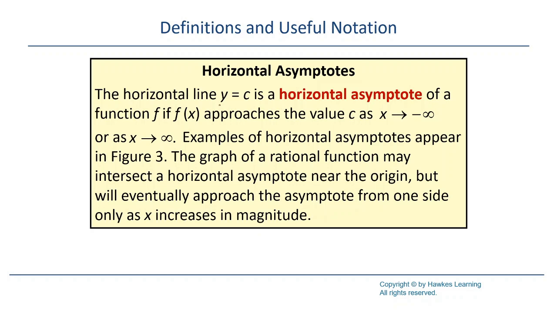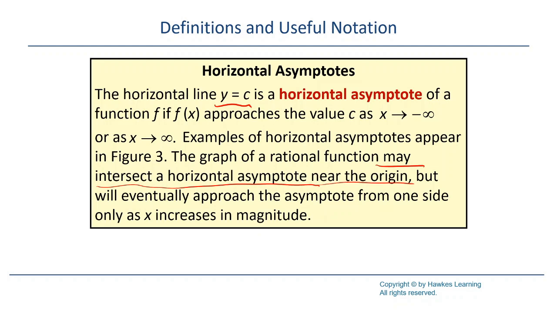Horizontal asymptotes are y equals a number. Horizontal asymptotes are a little bit different. They act more as guides, and the graph of a rational function may intersect a horizontal asymptote, more specifically near the origin.